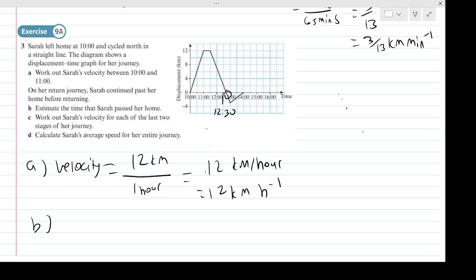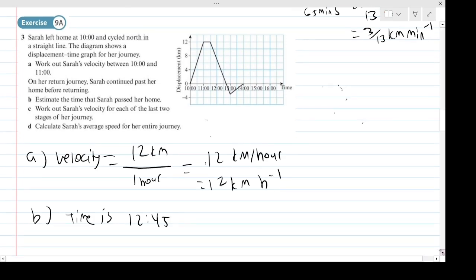If it's between 12:30 and 1 o'clock, it'd be 12:45, sorry. So the time would be 12:45. Hopefully you can see that. Where it crosses displacement to be 0 is 12:45.